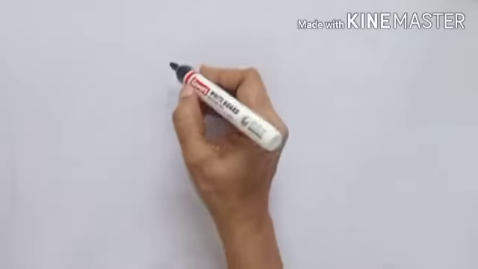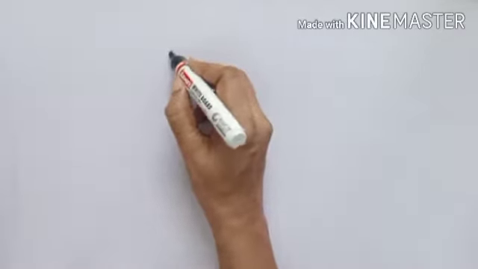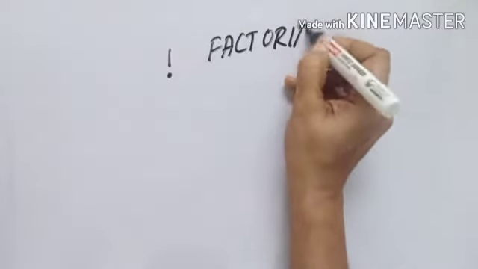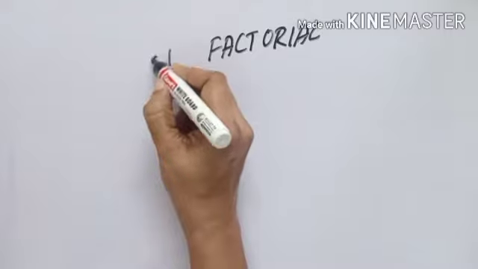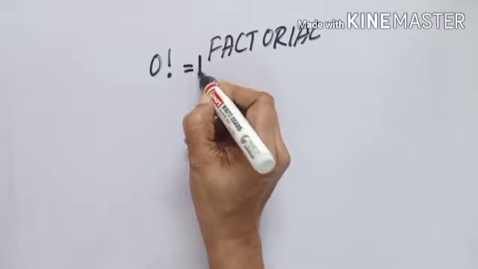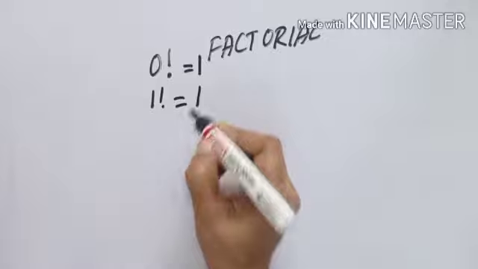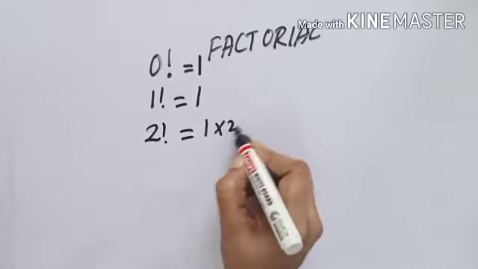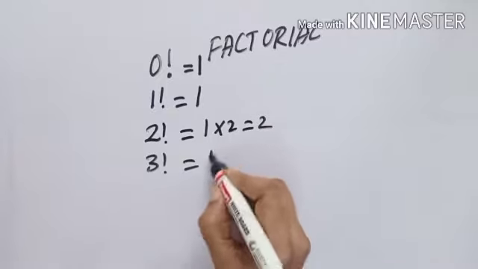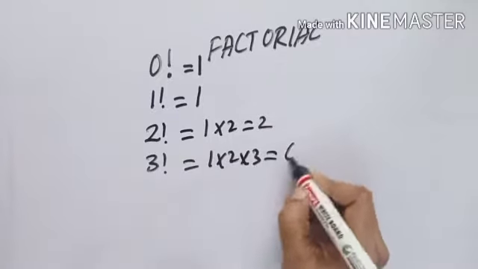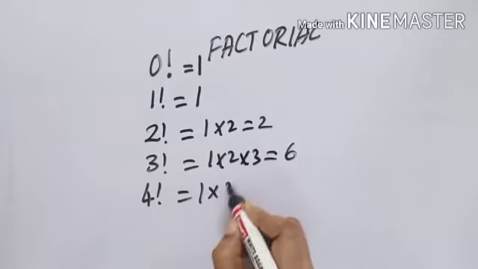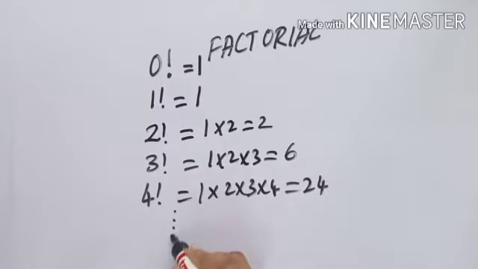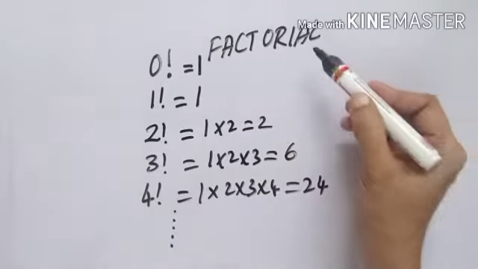The next idea, you are given factorial symbol. What do you mean by this word factorial? When I say 0 factorial, you treat it as 1. 1 factorial is also 1. This is by convention. What is 2 factorial? 1 into 2. What is 3 factorial? 1 into 2 into 3. And what is 4 factorial? 1 into 2 into 3 into 4. That is 24.